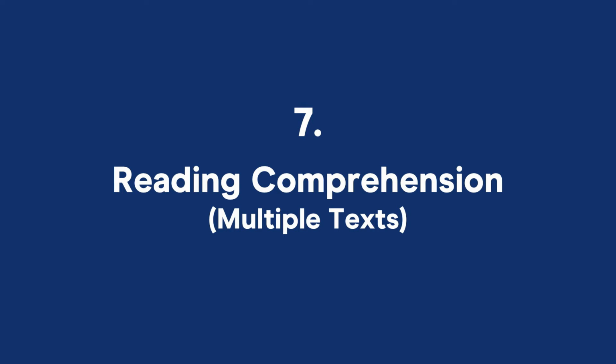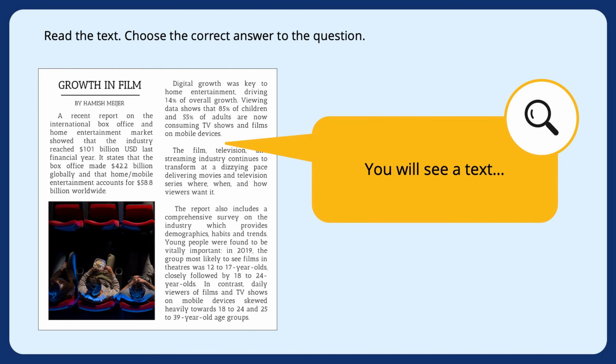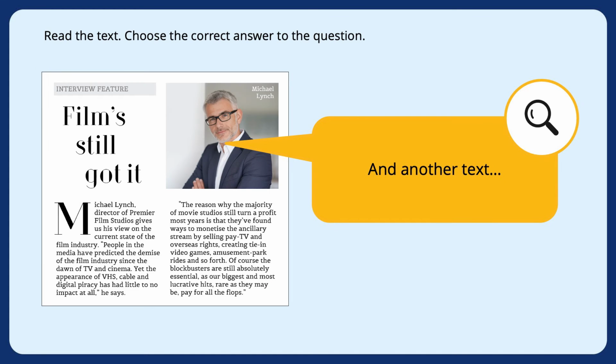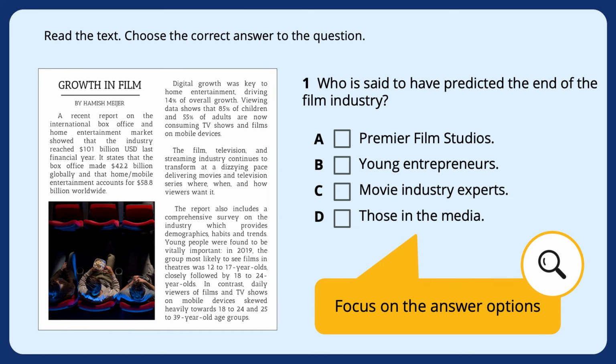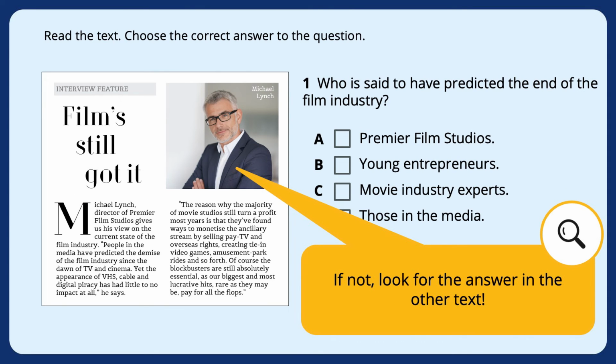Number 7, reading comprehension, multiple texts. So this is the same, but this time we're going to have to read 2 texts. So we'll see one text, then we're going to see another text. Then you will see the question and the answer options. You need to focus on the answer options. You will either find the correct answer in the first text, or if you don't find it in the first text, then you'll find it in the second text.